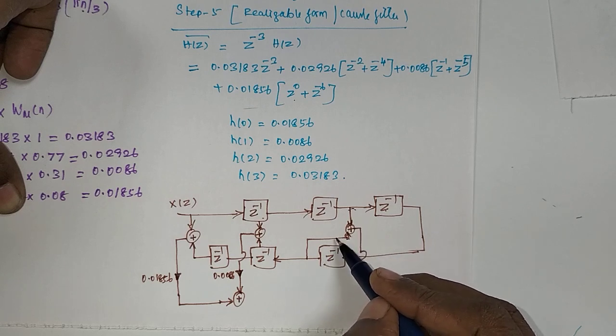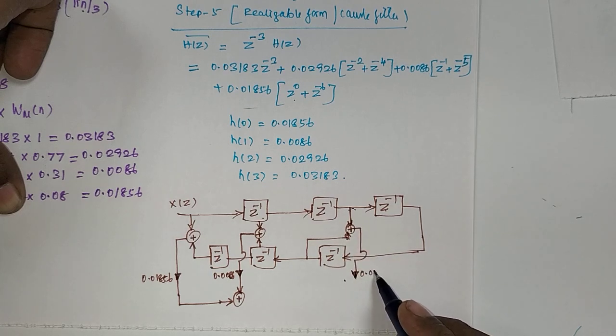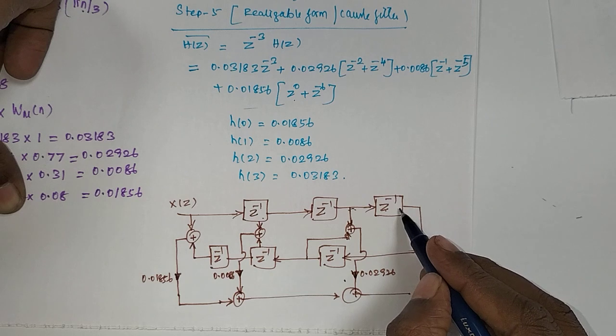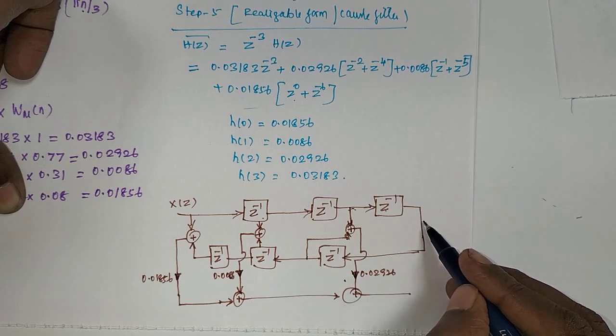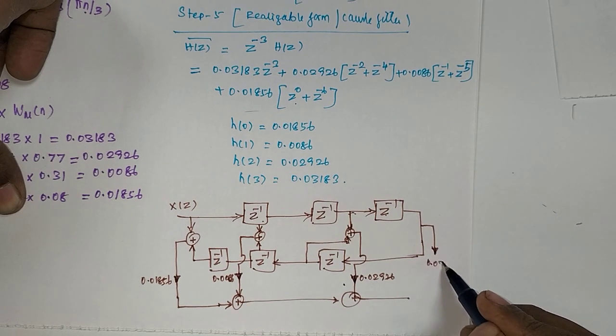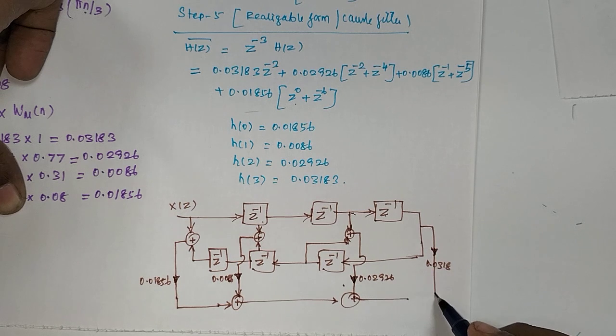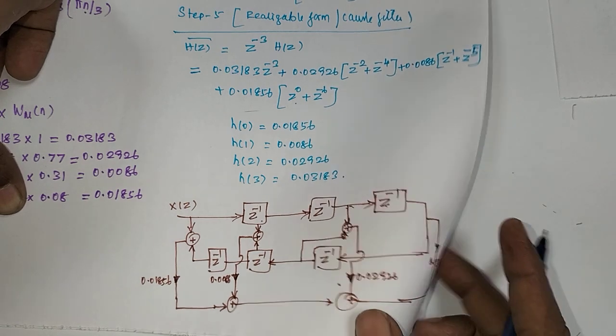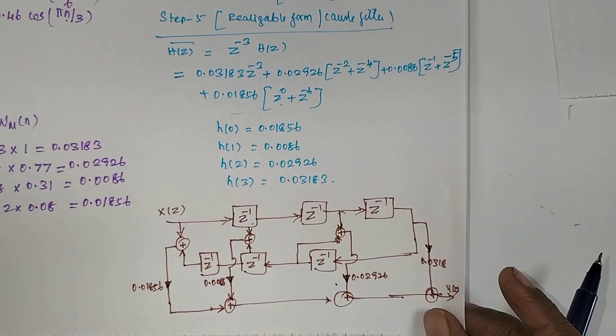z power 2 and z power minus 4. The filter coefficient is 0.02926. Add this, and then the final is z power minus 3, that is with the filter coefficient as 0.0318. Here one adder, that is y of z. So in this way you have to realize the filter.